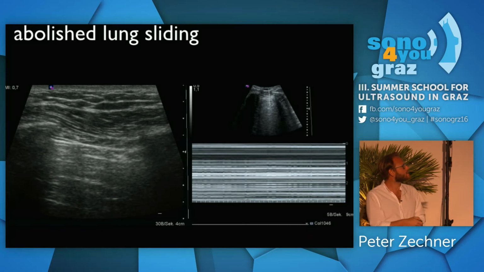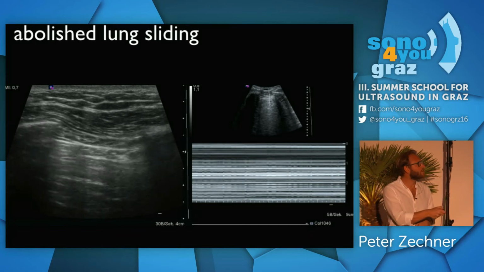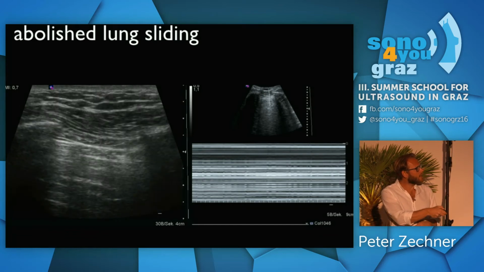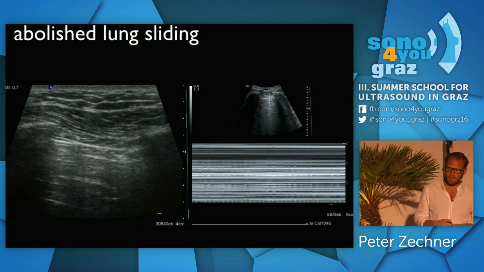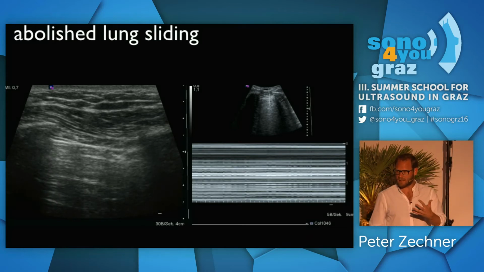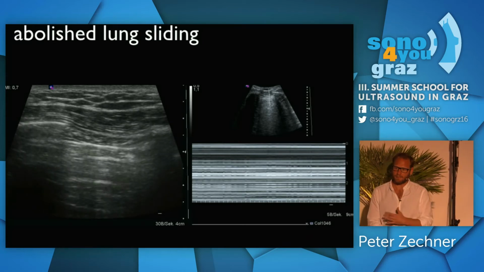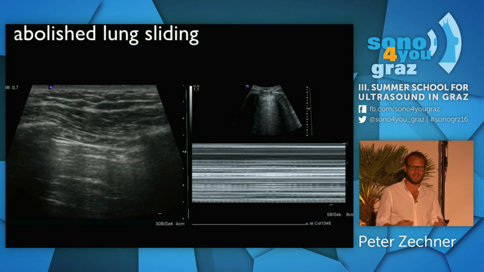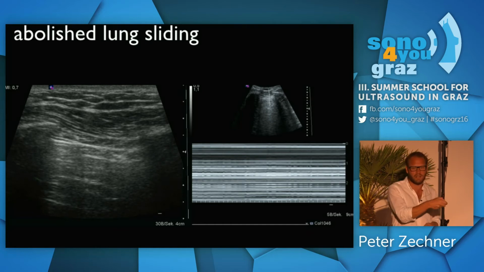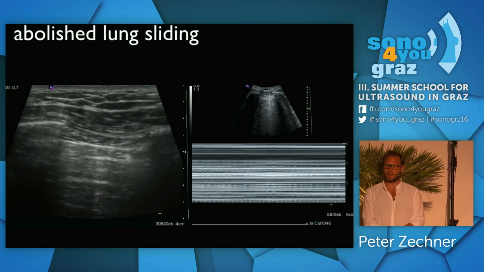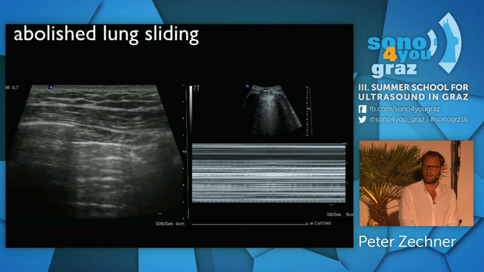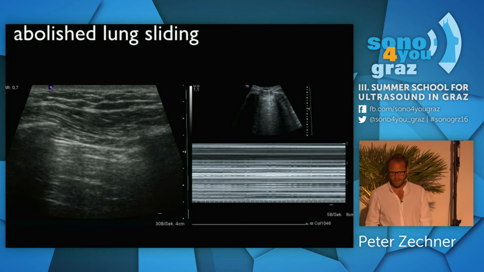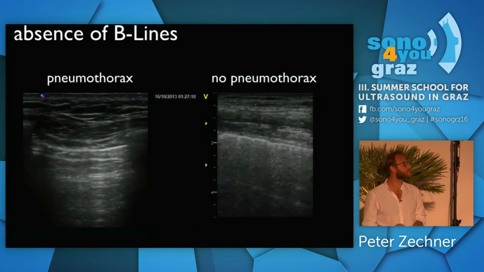And if we use the M mode in this patient, we find a totally linear sign all over the ultrasound picture, and this is the typical finding in a patient with pneumothorax. So the seashore sign is missing because there is no movement. We do not see the sand pattern down there. We only see the linear pattern. Okay, it's also called the barcode sign, but the names are not so important. Okay, this is a finding of pneumothorax.